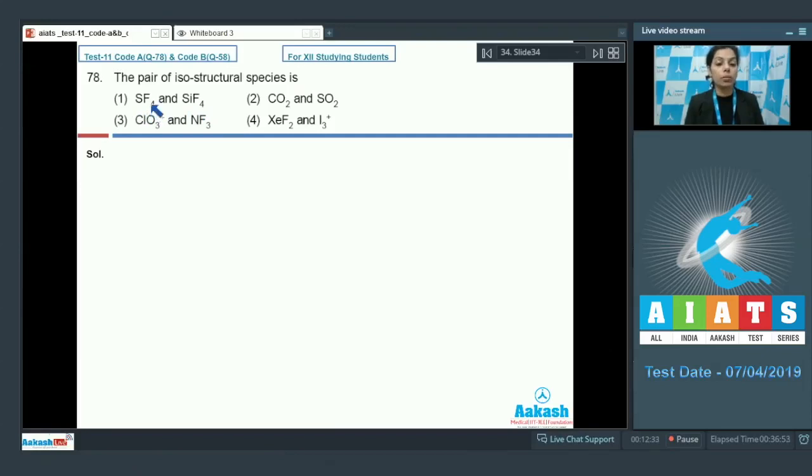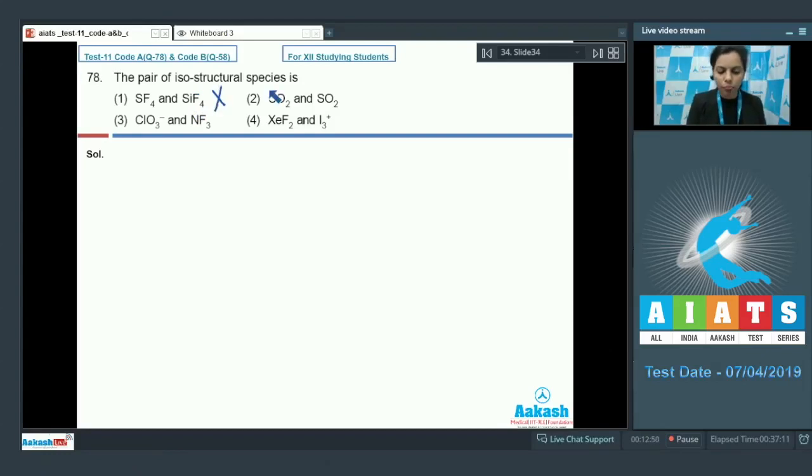Hybridization of SF4 is sp3d. Sulfur is sp3d hybridized, and in this case we obtain seesaw structure. While in case of SiF4, the hybridization is sp3. In this case, the shape of the molecule is tetrahedral. So this is not our correct answer.